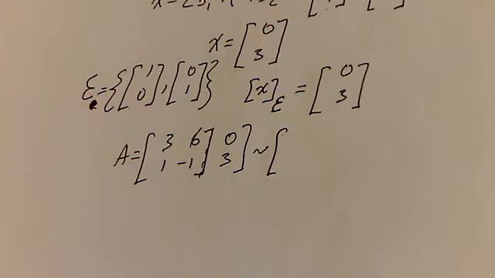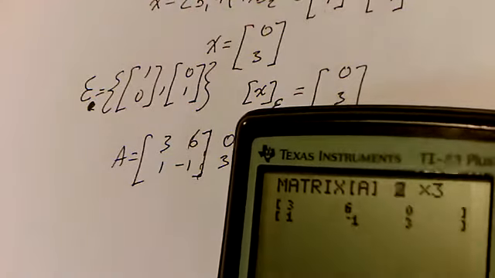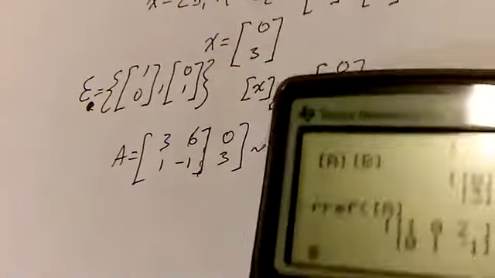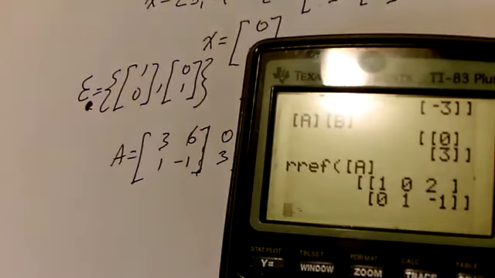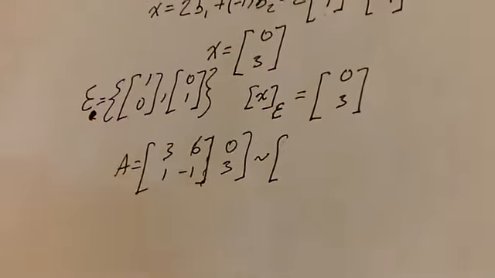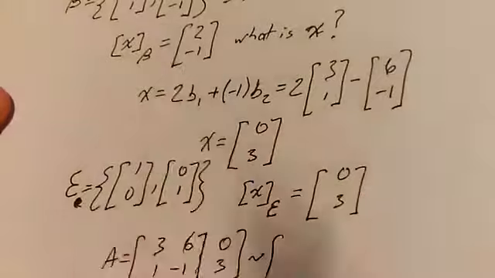So if I row reduce that, just to check here, I'm going to plug in that matrix. My 2 by 3 matrix here, 3, 6, 0, 1, negative 1, 3. I'm going to quit, go back to the main screen, and do the reduced row echelon form of that matrix. You see I get 2, negative 1, because that's how we found a coordinate vector before. And 2, negative 1, remember, was our coordinate vector that we started with here.